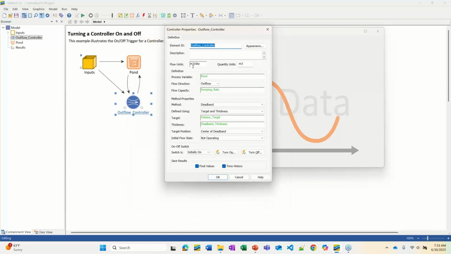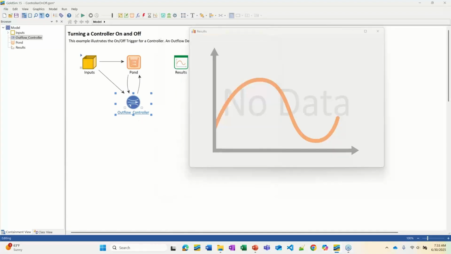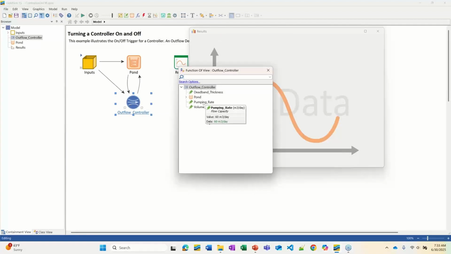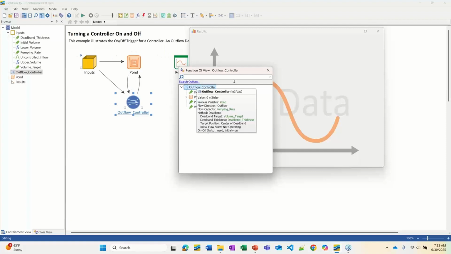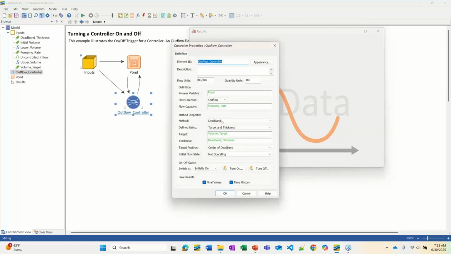Okay, so we have a flow rate and we're controlling a volume. The volume is this pond here that we're controlling. That's the process variable. We are controlling an outflow. The pumping rate is this value here, which we could go look at, pumping rate. So function of pumping rate. It's just a constant. That's all it is. All right. So deadband, that's the method we're choosing. And we're going to use the target and thickness. There's another way to define a deadband, which is explicitly defining the top and the bottom boundaries of the deadband. And then our target here, and in this case, it's in the middle of the deadband, and our deadband thickness.